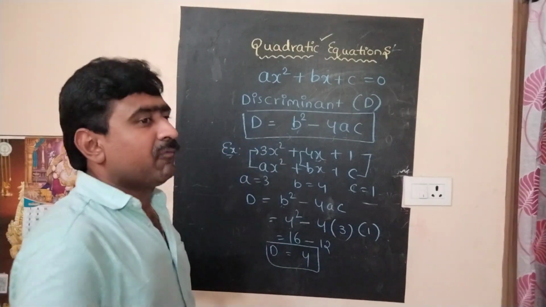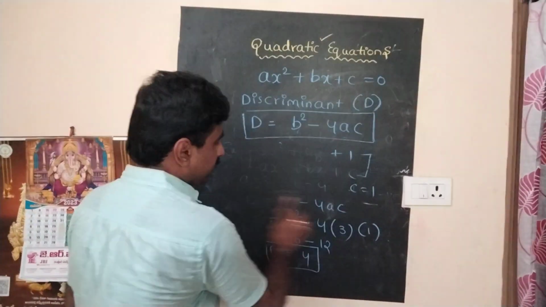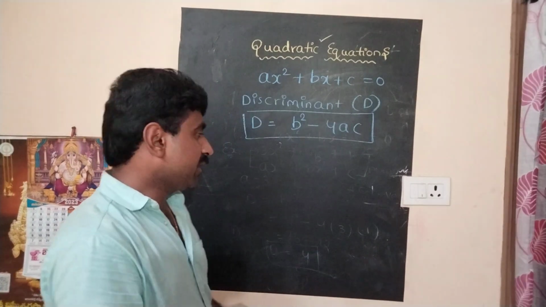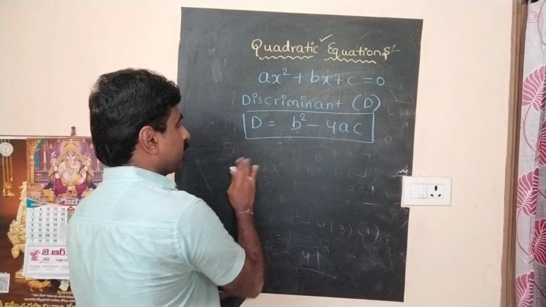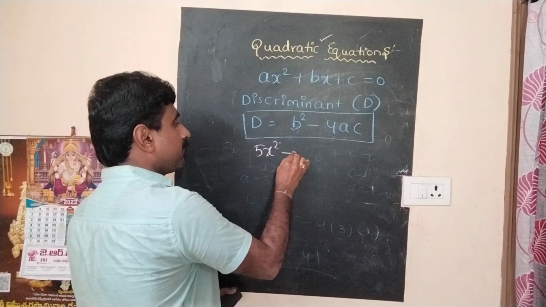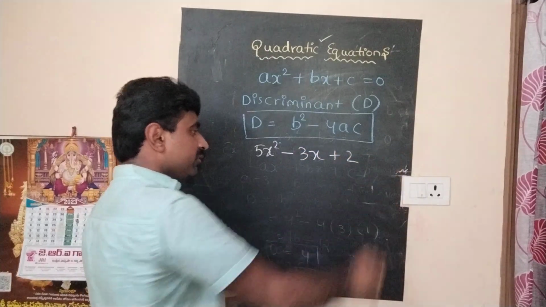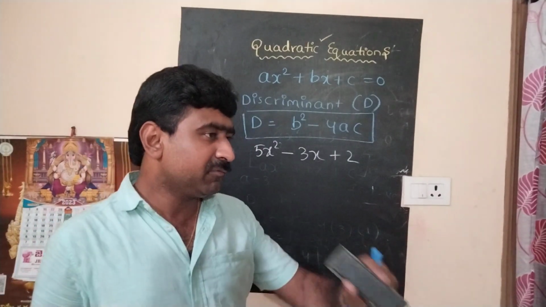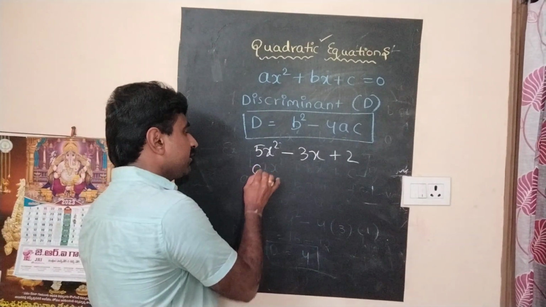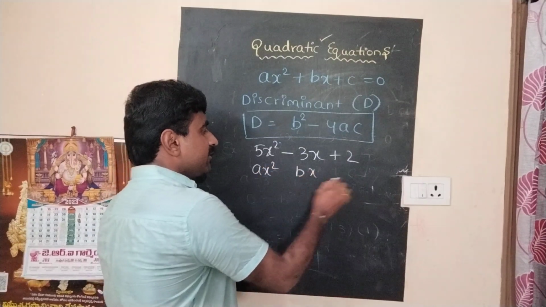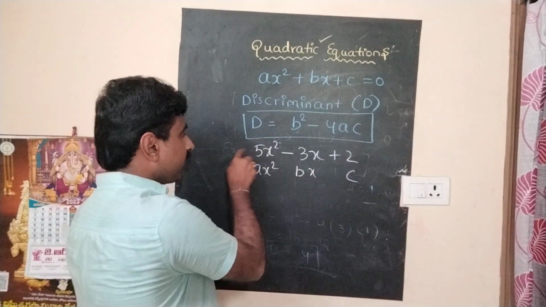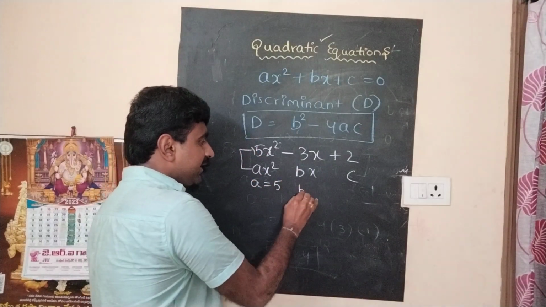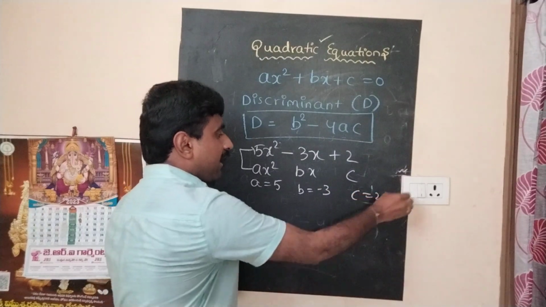So right now I am going with one more example to find a discriminant so that we can close the session right now. So 5x square minus 3x plus 2. For this equation I need to find out the discriminant value. So first step is we need to compare with the general format, ax square plus bx plus c, so that I can get the values of a, b, c. In the place of a we will be having 5, in the place of b minus 3, right, and in the place of c we are having 2.